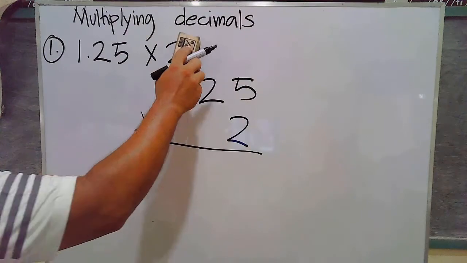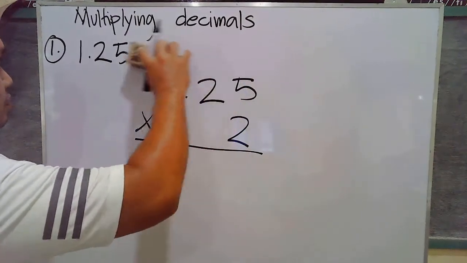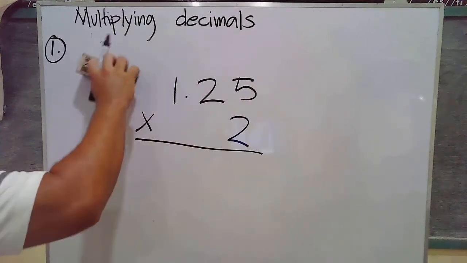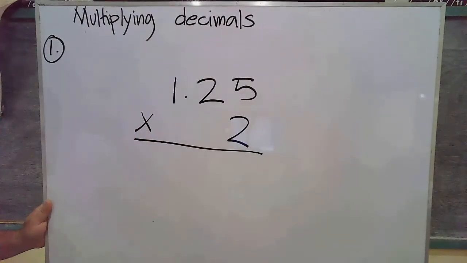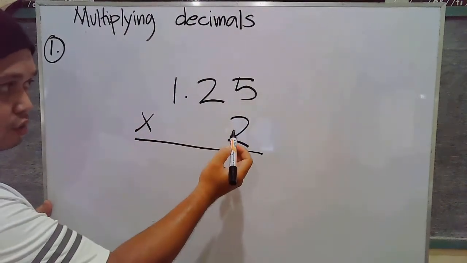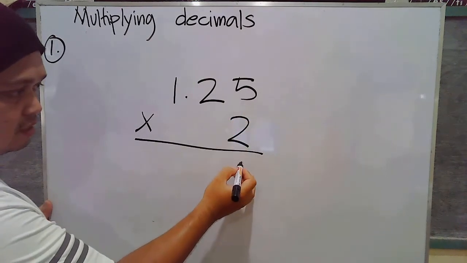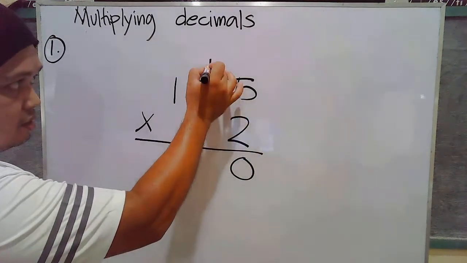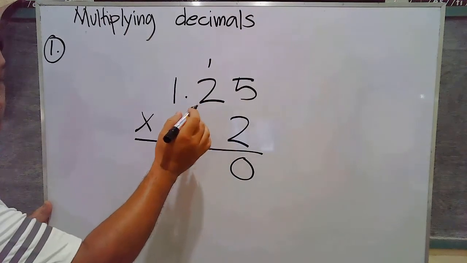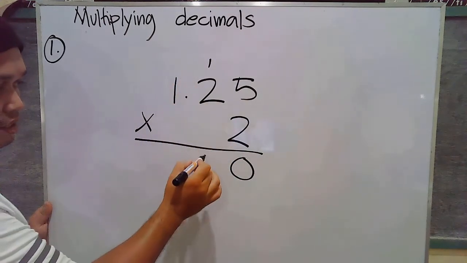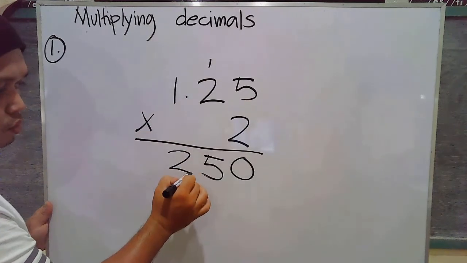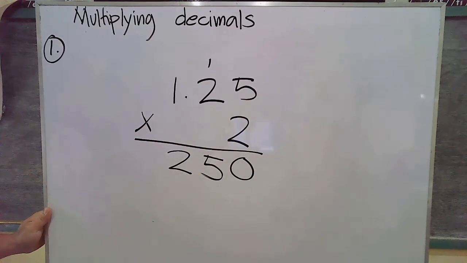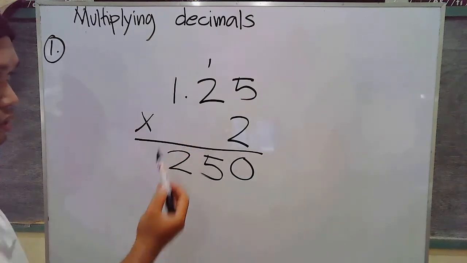To answer this, first just multiply the whole numbers. Let's start. 2 times 5, that's 10. 0 carry 1. Now 2 times 2, that's 4, plus 1 is 5. And 2 times 1 is 2. Okay? So, in our answer, where would we put the decimal point?